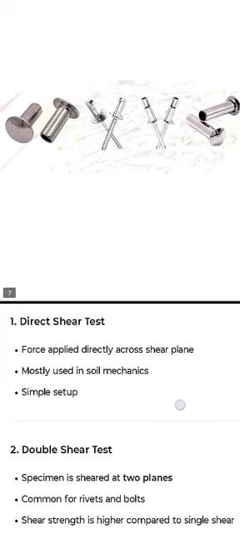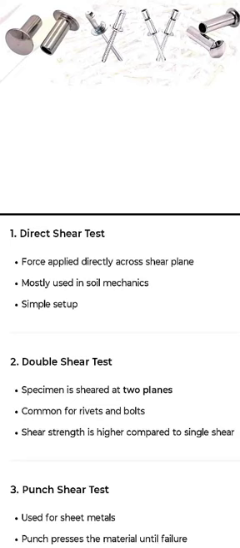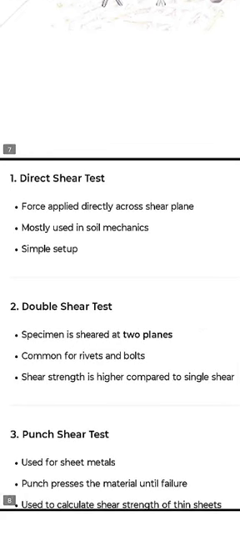So now coming to different types of shear test. Direct shear test: force is applied directly across the shear plane. We consider a plane which is known as the shear plane. The shear plane is the plane where the shear stress is present. So force applied directly on the shear plane is known as direct shear test. It is mostly used in soil mechanics to determine the shear strength of the soil. It is a very simple setup to check the shear test.